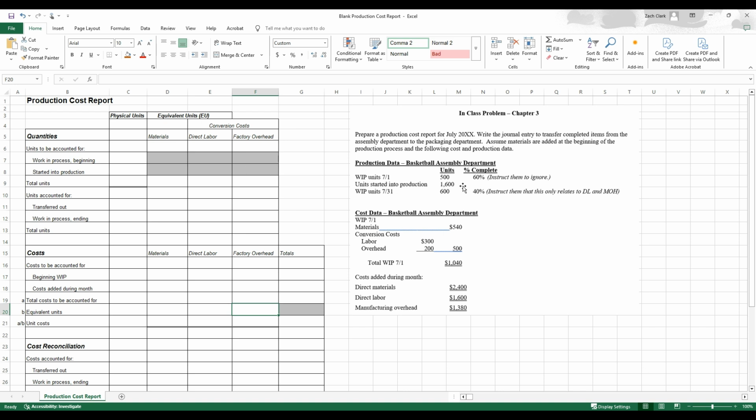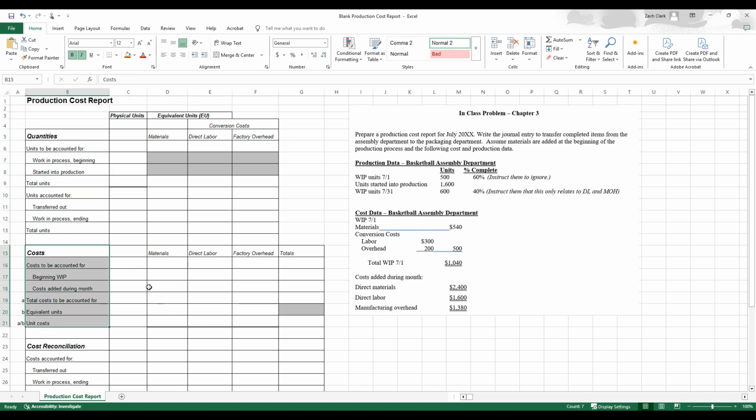So we've got production data in general showing beginning and ending balances and units into production. And then we've got beginning WIP, so work in process. It's got materials, labor, and overhead. And then we've got cost added during the month noted down here. So let's start filling this out. We're going to start up here in the quantities section. So this is just going to be units.